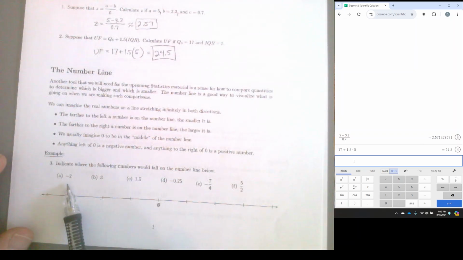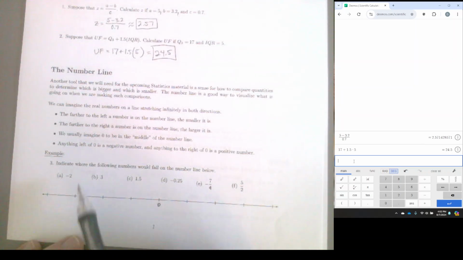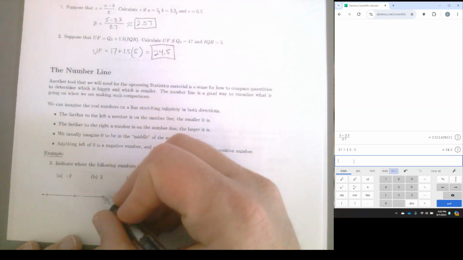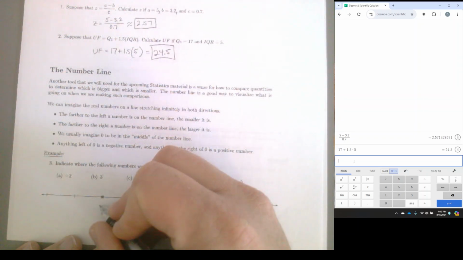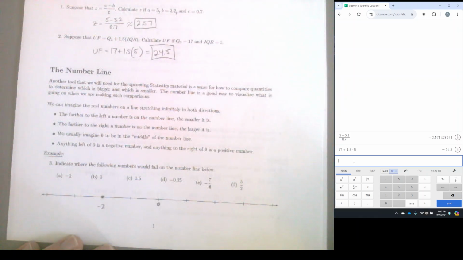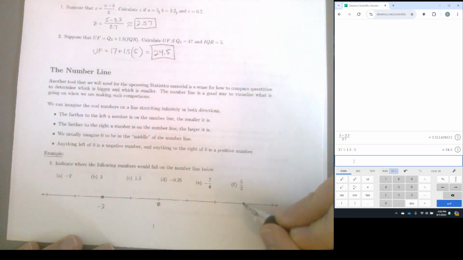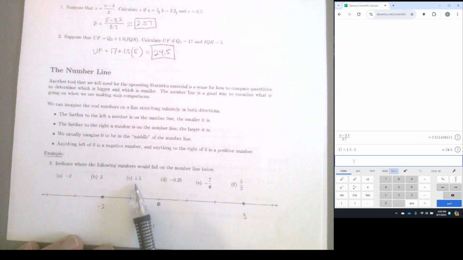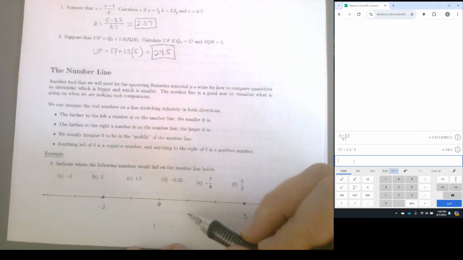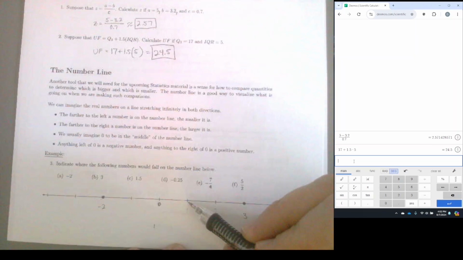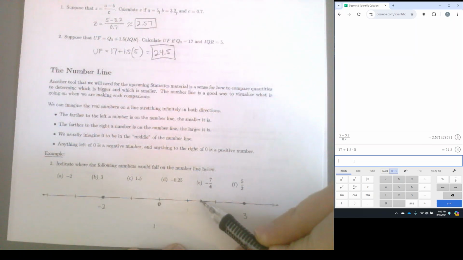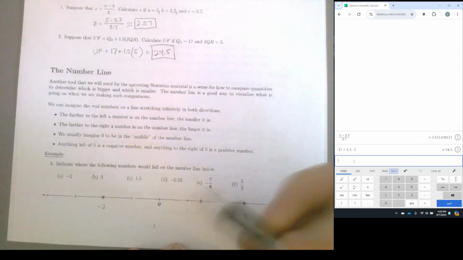Let's practice graphing these numbers on the number line. So -2 would mean starting at 0, I'm going to go 2 spaces to the left, and that would be -2 right there. Okay. For +3, I would go up 1, 2, and 3, and there's +3. 1.5 is going to fall somewhere between 1 and 2, right? It's going to be 1.5, right there.